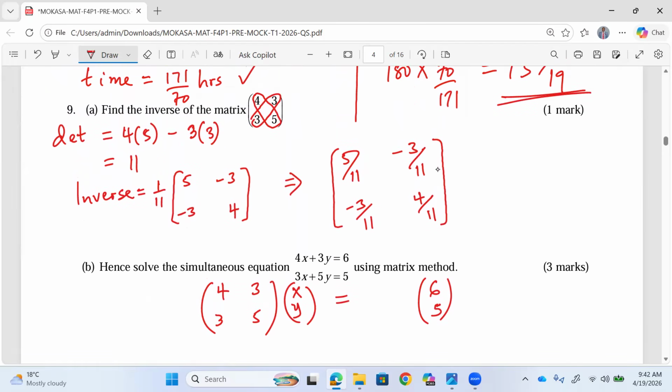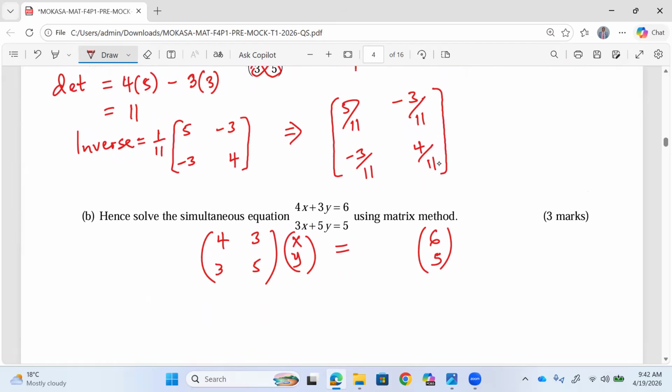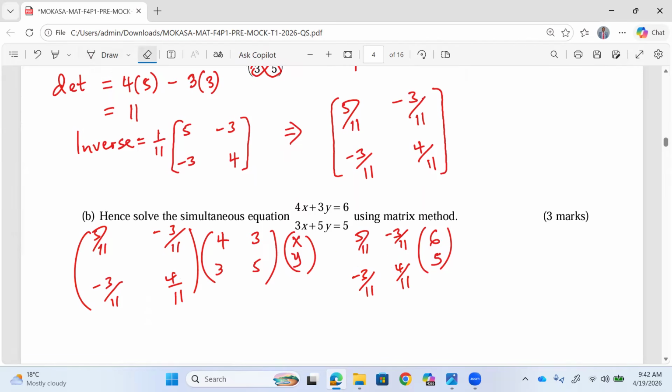So the inverse has already been worked out. So we multiply by this inverse, both sides: 5 over 11, negative 3 over 11, negative 3 over 11, 4 over 11. Then the other side, we do the same: 5 over 11, negative 3 over 11, negative 3 over 11, 4 over 11.